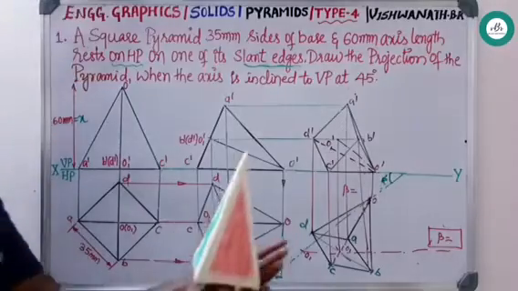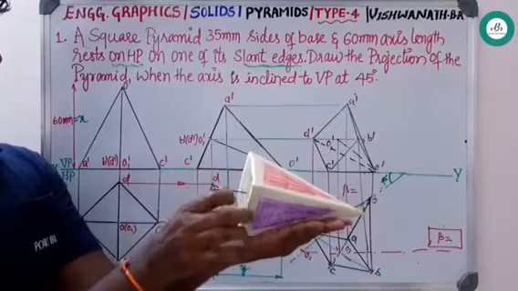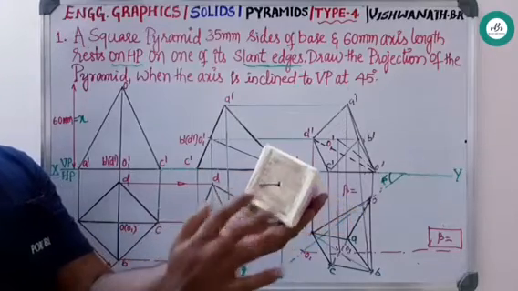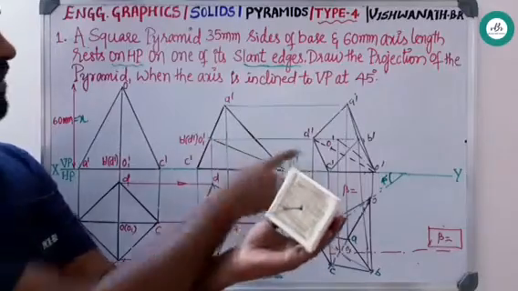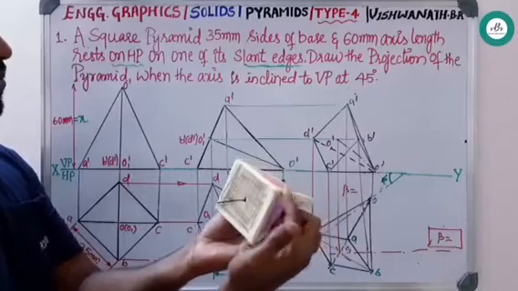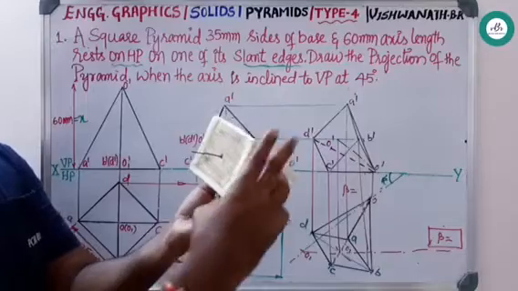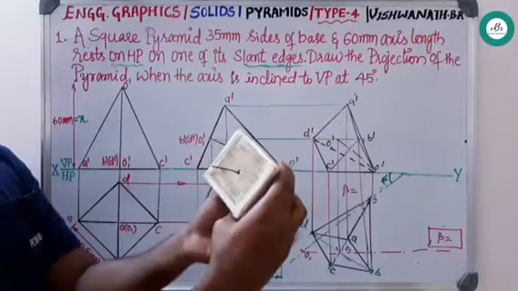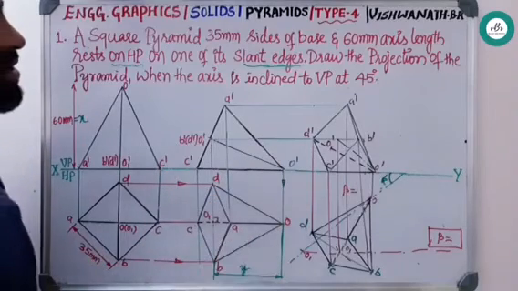Just for a briefing purpose, it was resting with one of its slant edge here, and it was rotated to a VP from the base part. From the front view, the base part is clearly visible. We have drawn here, and this edge, that is B dash to O dash, is clearly visible, and D is somewhere here. This part is not visible because the base part is clearly visible. So this completes the problem.